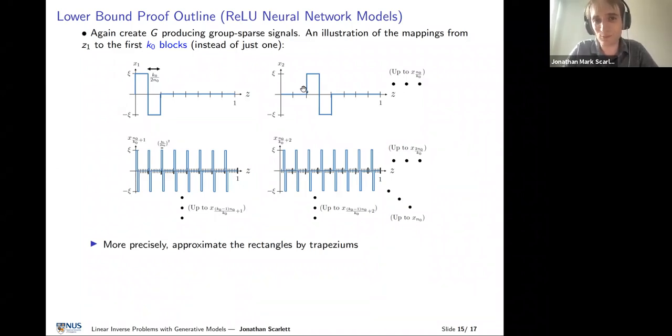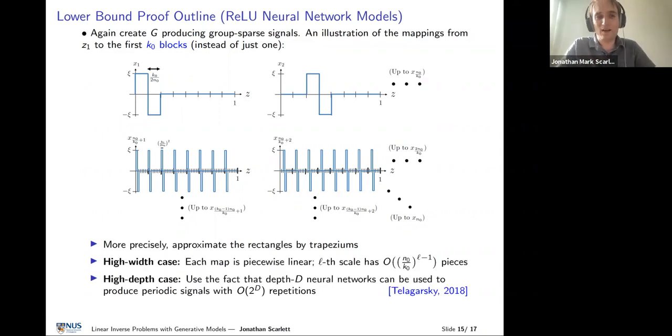This is a bit of a misleading picture because we can't implement these vertical lines using a ReLU, but we can basically approximate rectangles by trapeziums arbitrarily closely, and that's not a major issue. From there, we can count the width and depth of the ReLU neural network needed to produce these sorts of signals. For the high width case, it's pretty easy because for shallow neural networks, the number of neurons is just dictated by the number of pieces in the piecewise linear signal. So it's like 1, 2, 3, 4, 5. That would be like 5 pieces, but then of course there'll be more pieces here. We can count the number of pieces in the piecewise linear model, and that gives us our neural network width.